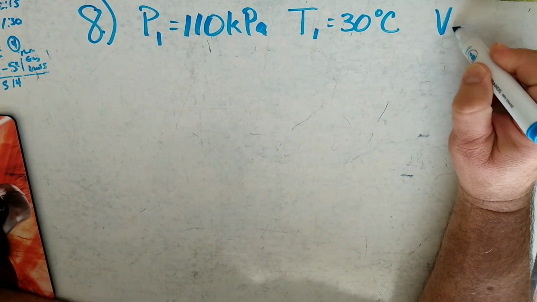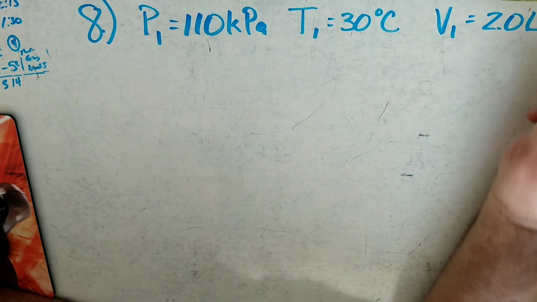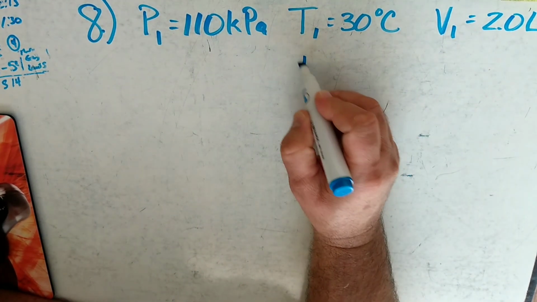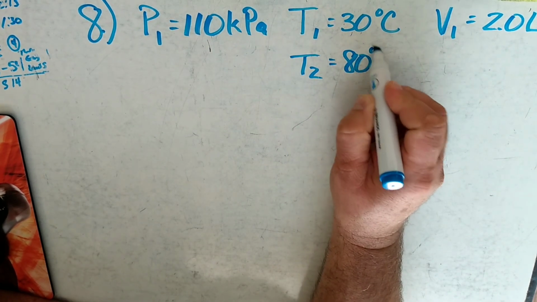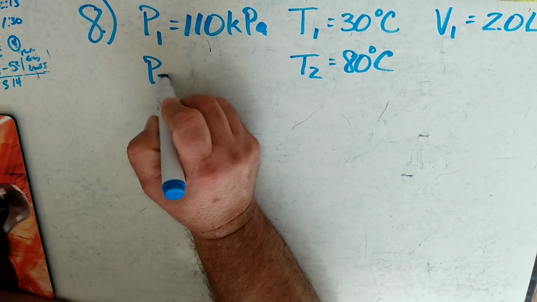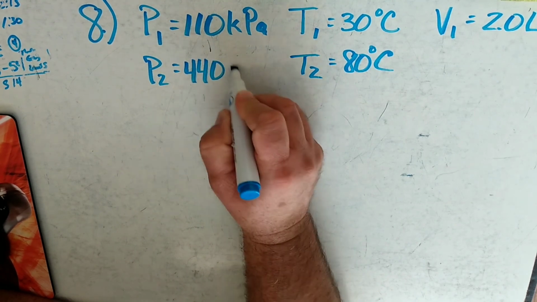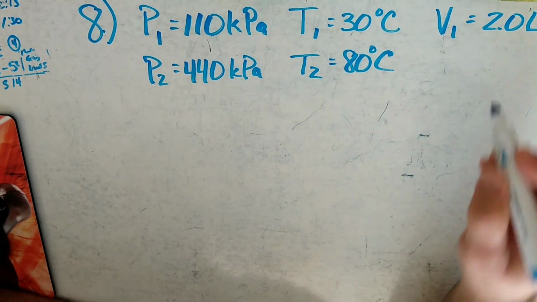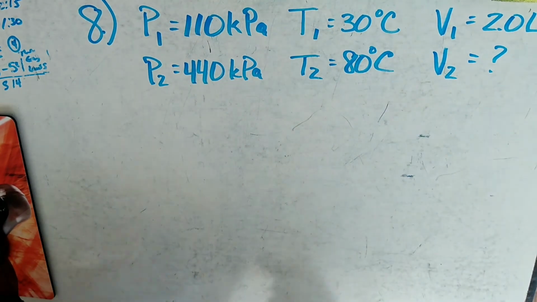Okay, so our volume is V1, 2.0 liters. If the temperature is raised to 80 degrees, okay, so this is now a change. So we're going to put temperature 2. This is now 80 degrees Celsius. And the pressure increases. Now we have a pressure 2 increases to 440 kilopascal. What is the new volume? So our volume 2 equals, and this is what we are looking for.